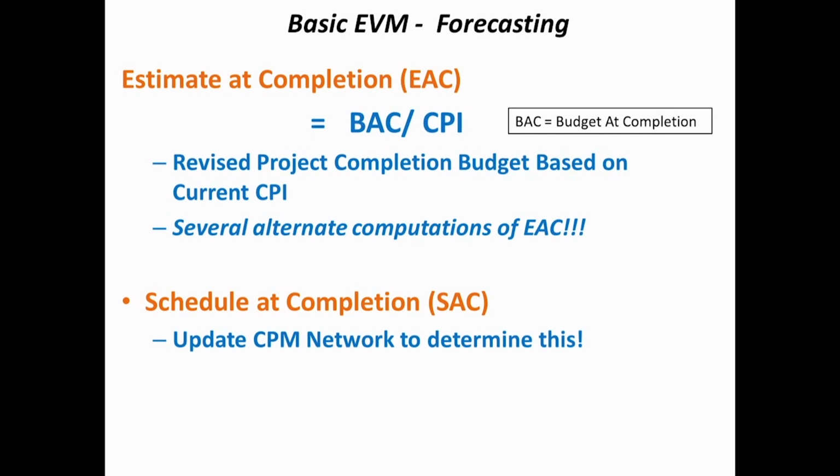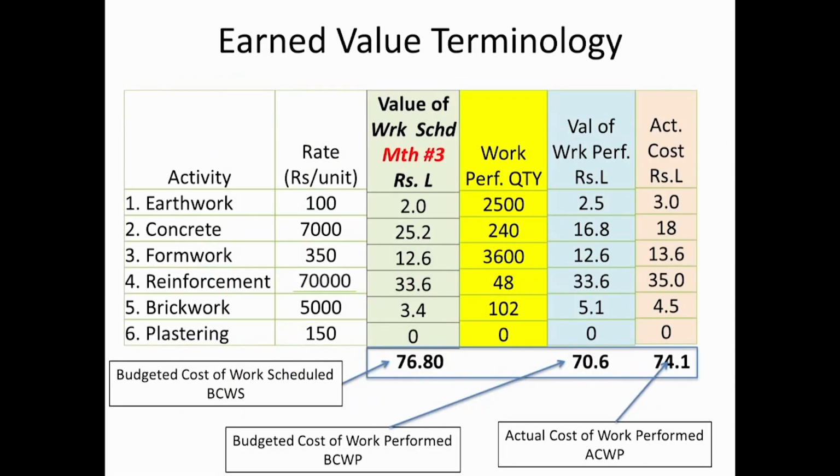Now, just going back to our example here. Now that we have reviewed the terminology, we can see the budgeted cost of work performed, the budgeted cost of work scheduled, the actual cost of work performed, our schedule performance and cost performance. In both cases we said that we should have been at 76.8, but we are only at 70.6 as far as schedule goes, so we are behind schedule. And although we spent 74.1, we only got 70.6 worth of work, so we are over budget.